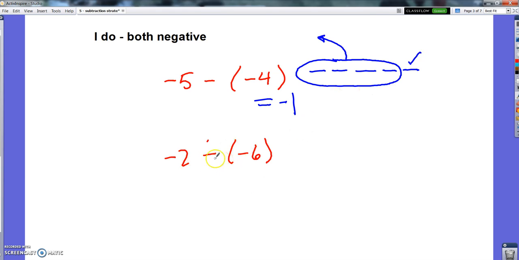Trickier is when this number is more negative than this number, because now I want to model negative 2 minus negative 6. I draw negative 2, and I don't have negative 6 to take away. I can only take away negative 2. I can't take away negative 6. So I'm going to do a little fancy trick here. I'm going to make negative 2 be negative 2 plus 0 plus 0 plus 0 plus 0. I'm going to add 0 to negative 2 a bunch of times, which won't change its value, but will help me do this.